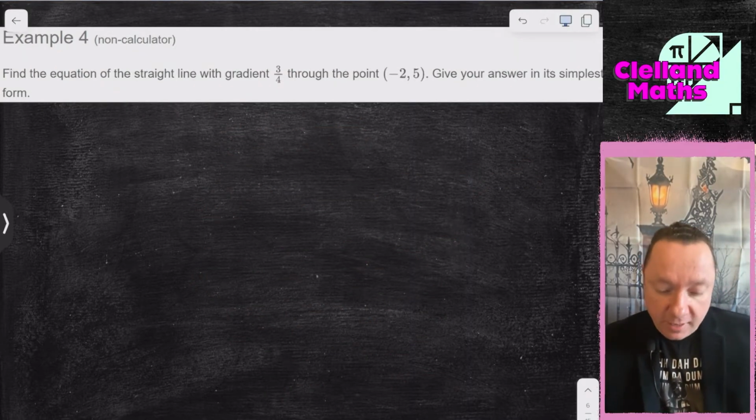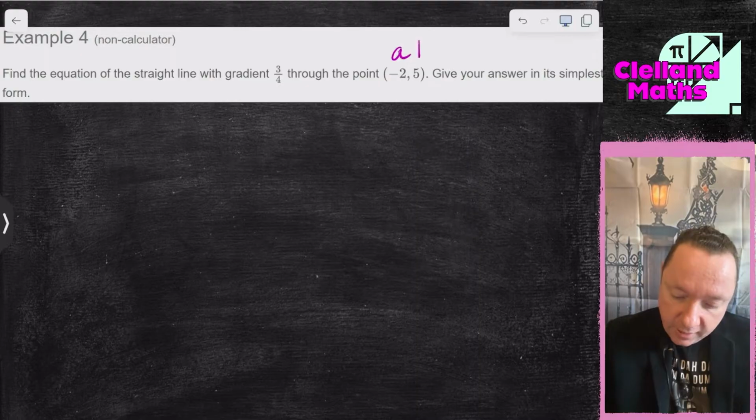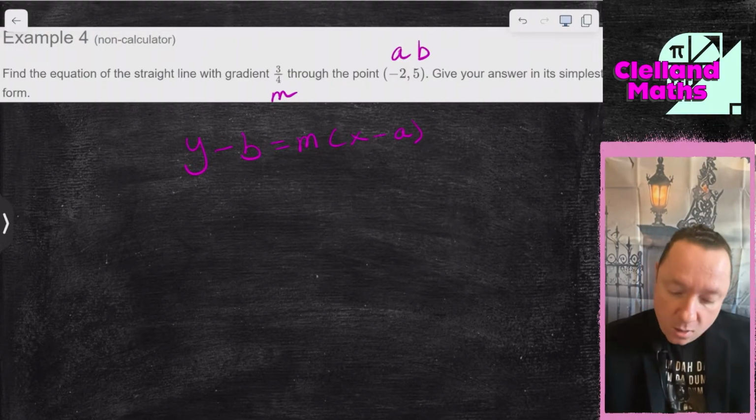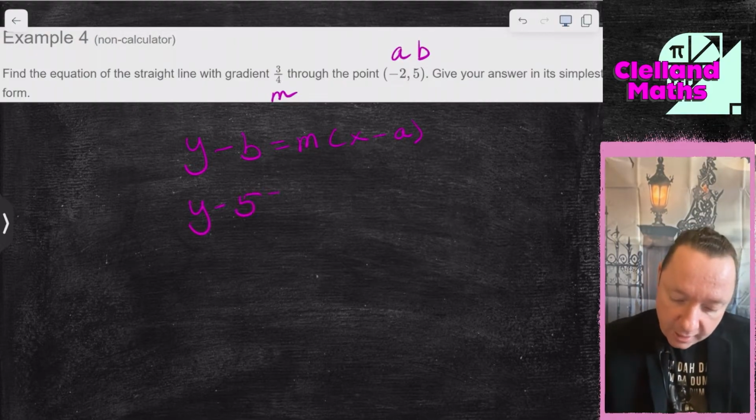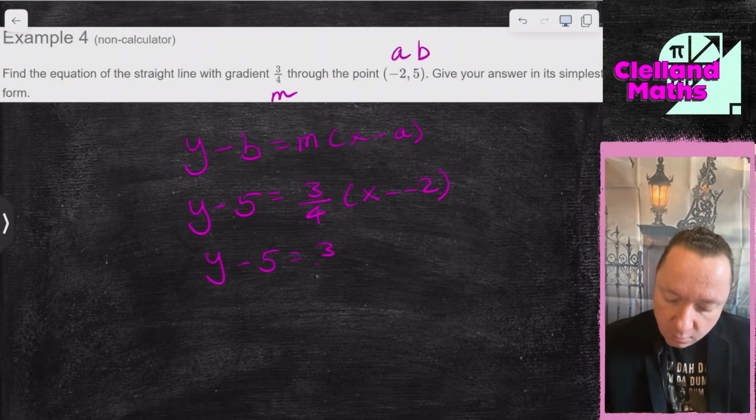Another example like that: find the equation of a straight line with gradient 3/4, passing through the point minus 2, 5. So that's my a, that's my b, that's my m. y minus b equals m(x minus a). Subbing in, y minus 5 is 3/4 times x minus minus 2. Now I'm going to tidy that up first and show you how to deal with a fraction. So I've got x plus 2.